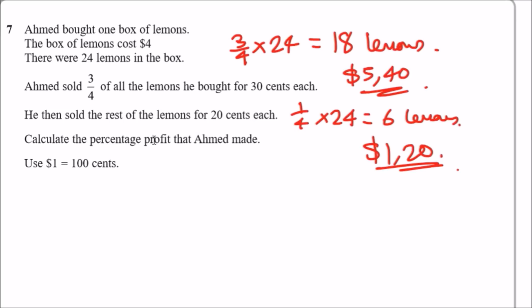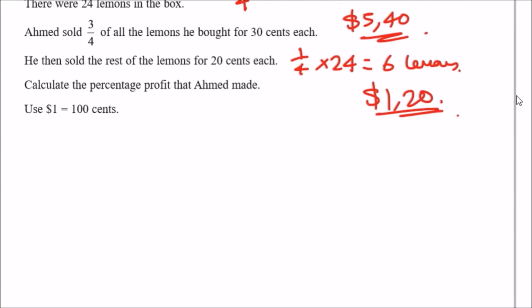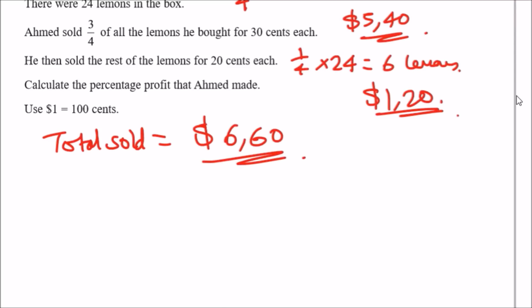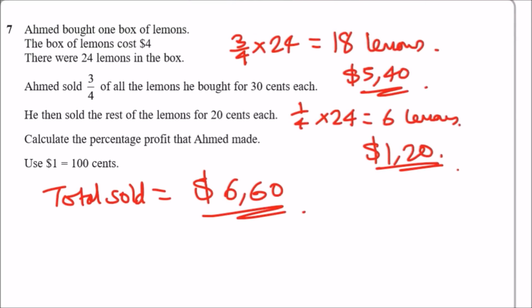Calculate the percentage profit that Ahmed made. So firstly, how much did he sell it for in total? Okay, he sold it for 540 plus 120 for every single lemon, which is quite nice. So the total sold was 540 plus 120, so it should be $6.60. Not bad.